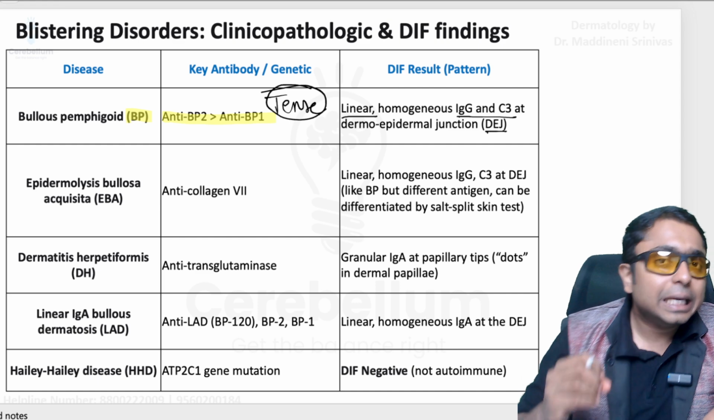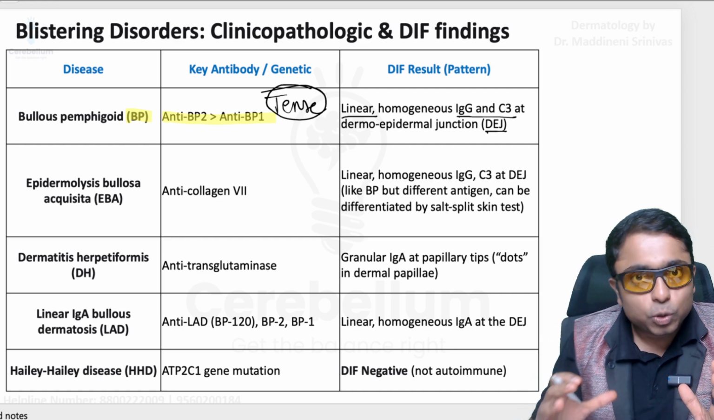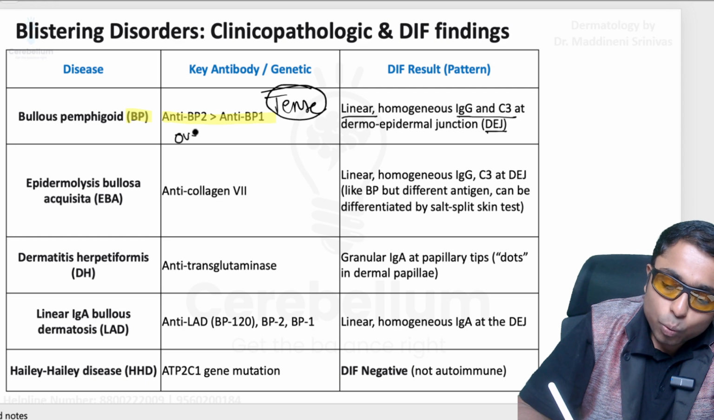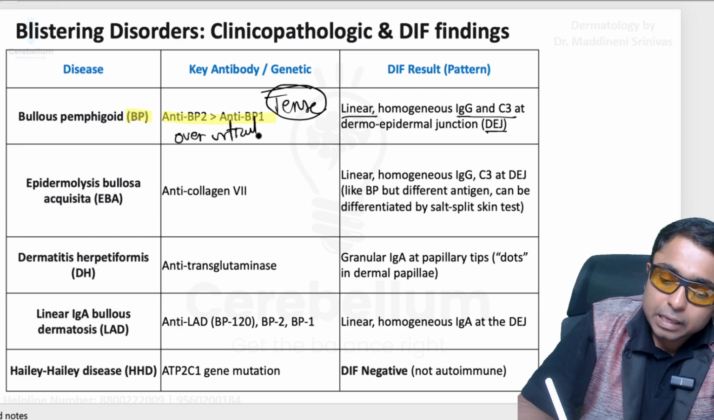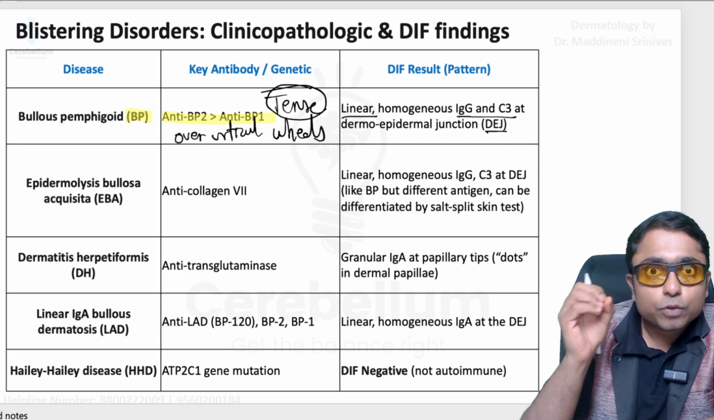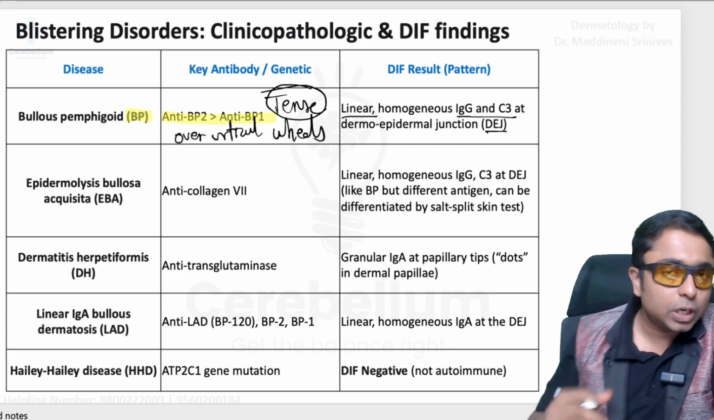And remember, clinically the lesions are going to be tense bullae, and they can be present over urticarial wheals. And if you do a biopsy, we are going to see the presence of eosinophilic infiltrate in bullous pemphigoid.